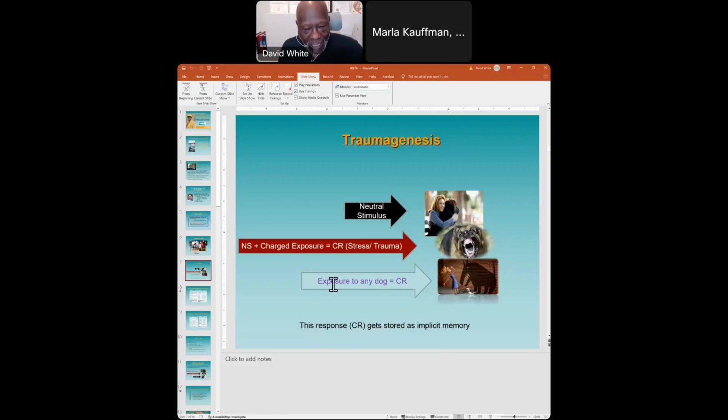If you expose her to any dog, and in this case, you see this little dog here on the screen, and she's imagined that it's the same situation as when she was attacked or threatened by this big dog, so that the conditioned response comes up in any situation that is similar to the one that caused you the distress. This response, the conditioned response, gets stored as what's called implicit memory. Let me take a second and talk about that.